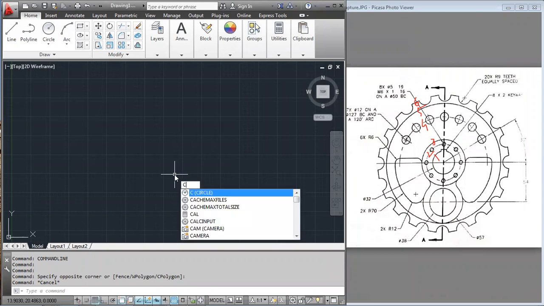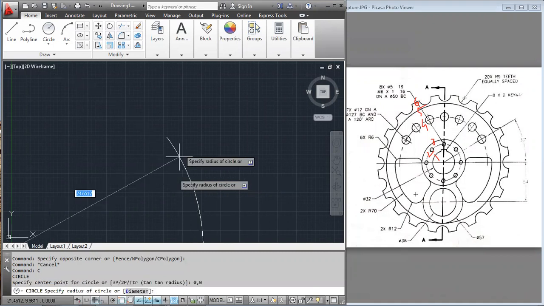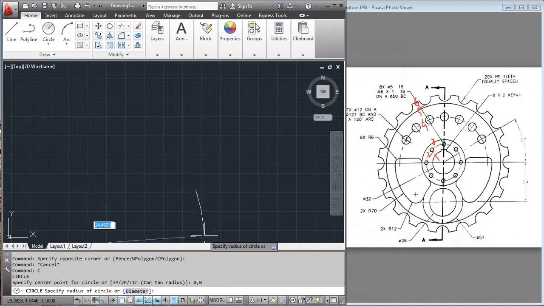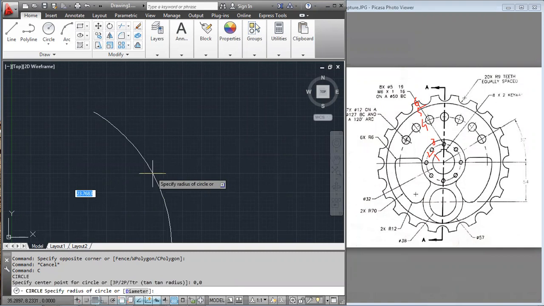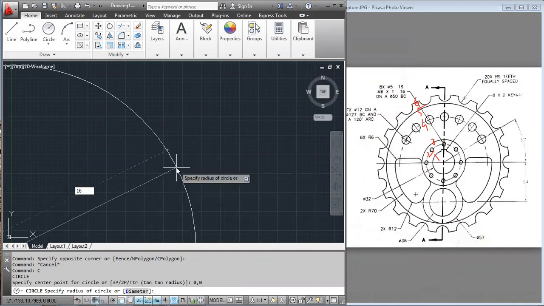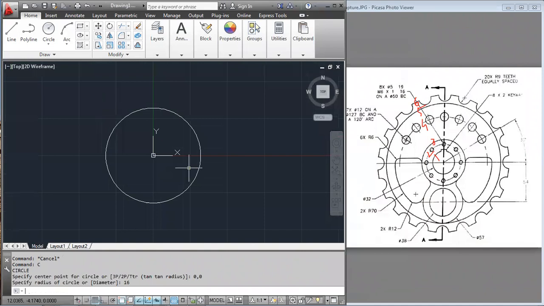So with C, we'll be having a circle. The center for the circle, let's take it as 0,0, enter. Now it is asking for the radius of the circle. The radius of the first circle would be how much? Let's just look for it. The diameter is 32, so the radius would be 16. Enter. This is our first circle, right? Now go for another circle.